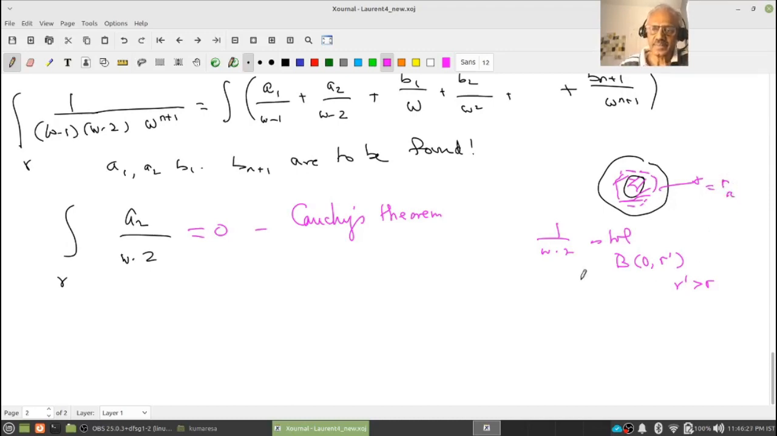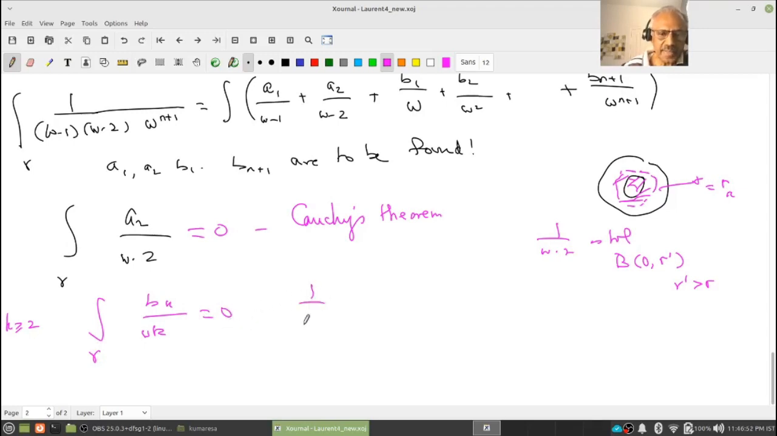Okay, right? And therefore I can apply Cauchy's theorem for this star shaped domain, therefore it's going to be 0. Now let's look at the other fellows. Now I am saying if k is greater than or equal to 2, then the integral of b_k by w power k over gamma, that's also 0. Why?